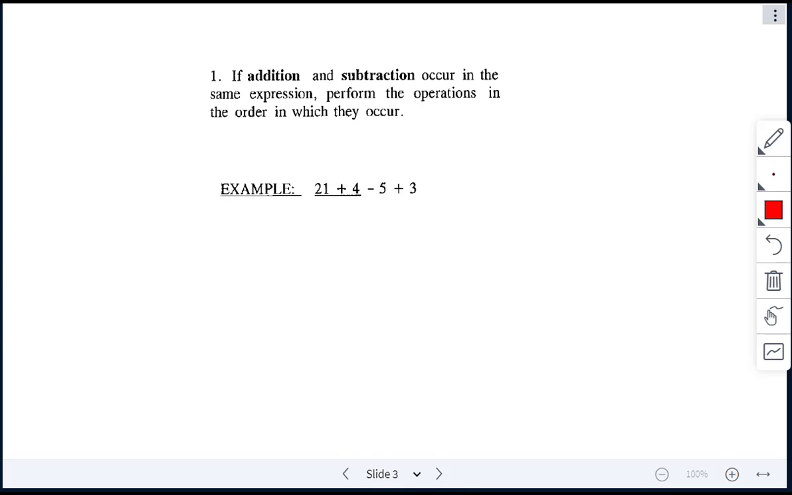All right, so first example, if we have addition and subtraction occur in the same expression, you're just going to perform the operations in the order in which they occur, meaning from left to right. All right, so here we have 21 plus 4 minus 5 plus 3. So going left to right, we would start with the 21 plus 4. You're going to add that together. 21 plus 4, that gives me 25. And then minus 5. And then plus 3.